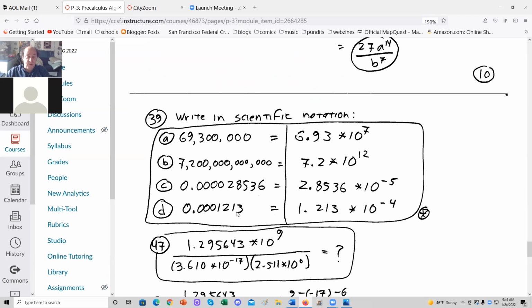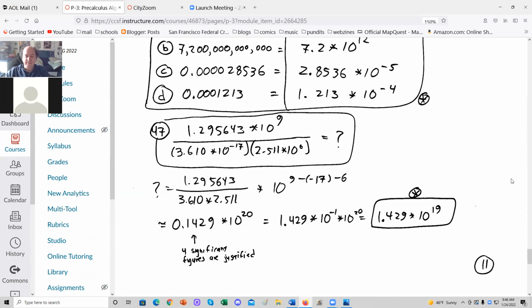Another way of looking at it for these small numbers, at least, is that you can count how many places you have to move the decimal point to move it just to the right of the leading figure. Or equivalently, you just count these zeros. 1, 2, 3, 4, 10 to the negative 4th. 1, 2, 3, 4, 5, 10 to the negative 5th, and so on.